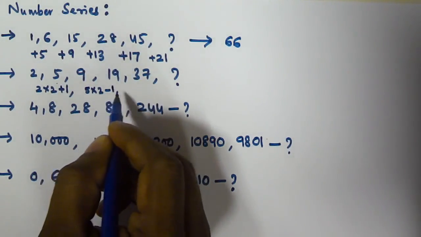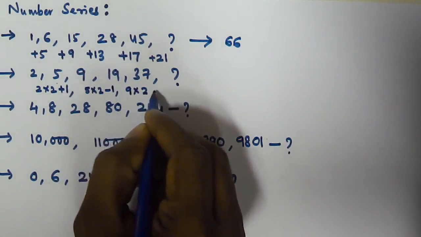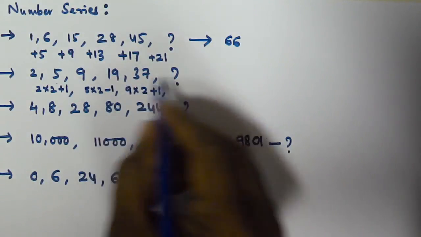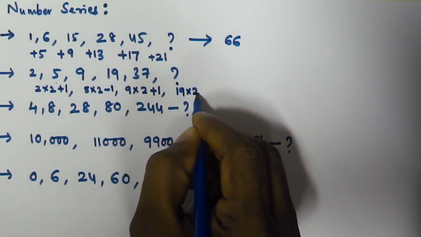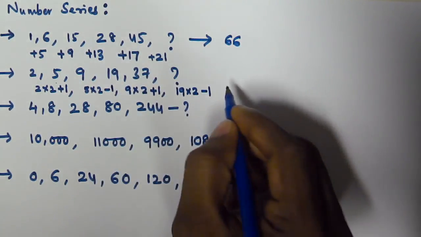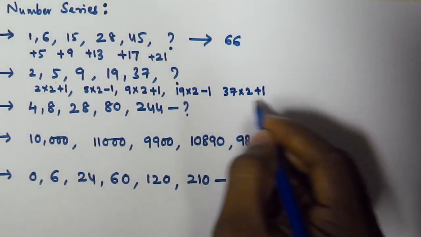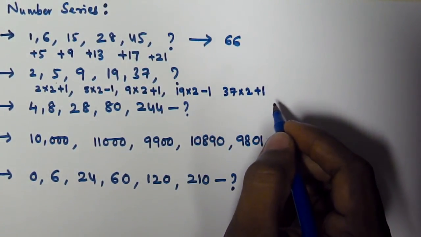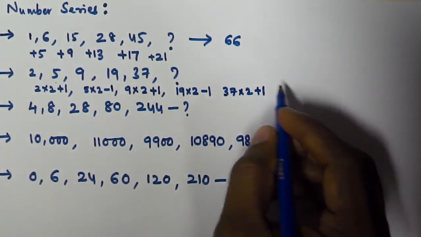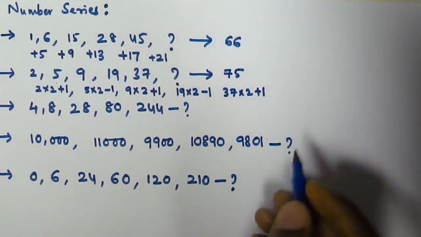5 into 2 is 10, 10 minus 1 is 9. So 19 we will get from 9 into 2, 18, plus 1. So 18 plus 1 is 19, and then 19 into 2, 38, minus 1, so that we will get 37. Again the next number we will get is 37 into 2 plus 1. 37 into 2 is 74, 74 plus 1 is 75. So the next number in this series is 75.